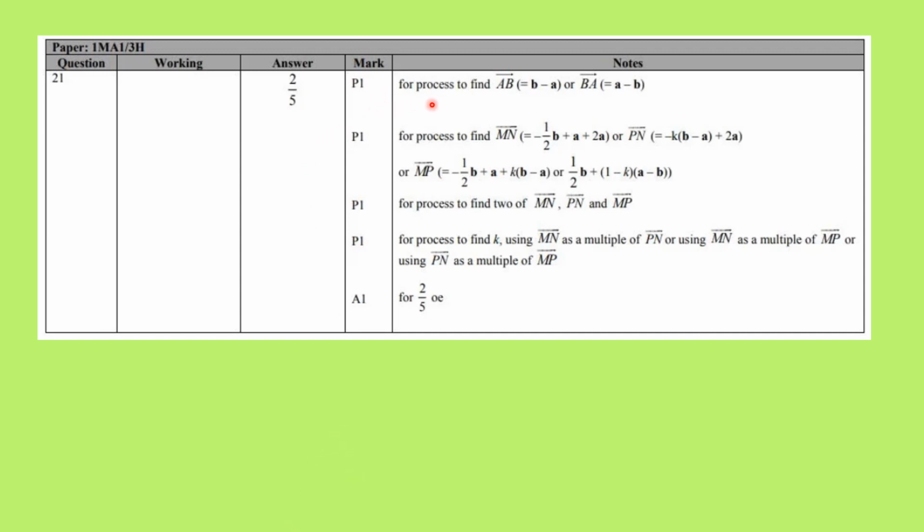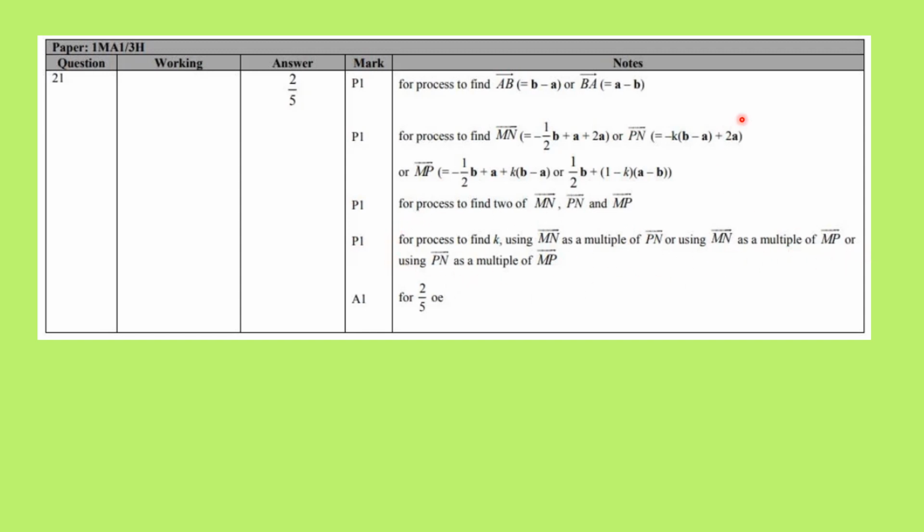We've got 1 mark here for finding AB or BA, so we found AB. We've got 1 mark for some process to find either MN or PN or MP. So any of those would have given you marks, and then the process to find 2 of those would have given you the 3rd mark. Okay, so just 1 of them gives you the 2nd mark, and 2 of them gives you the 3rd mark. The process to find K, so using MN as a multiple of PN, or using MN as a multiple of MP, or using PN, it's a lot there.